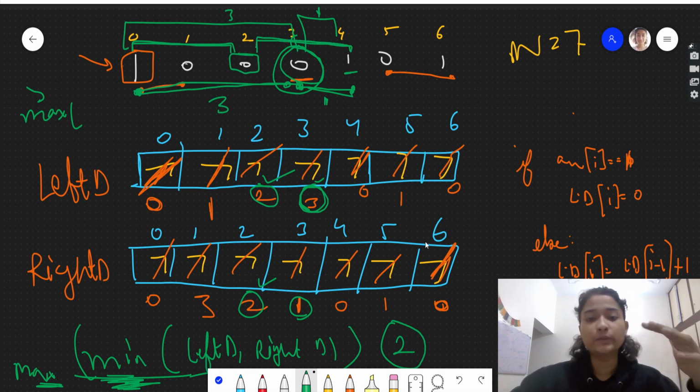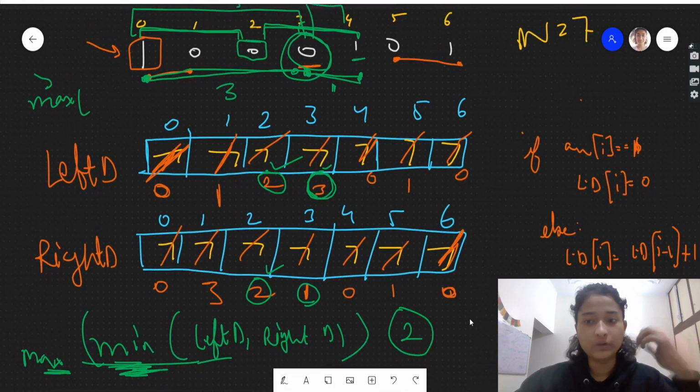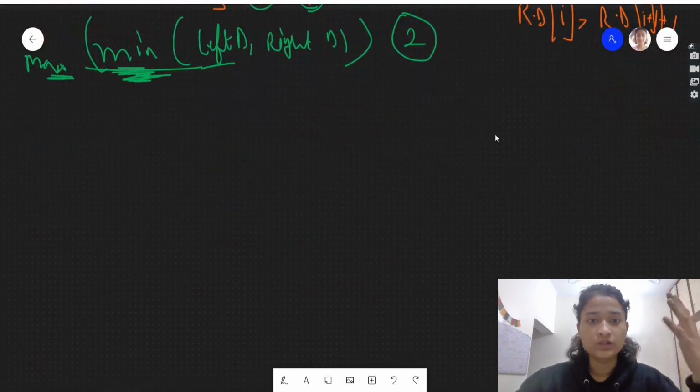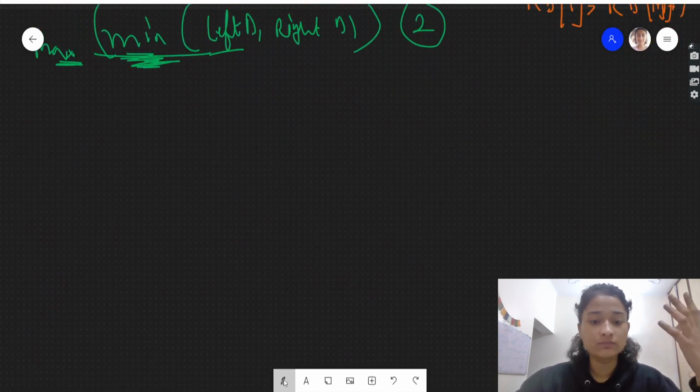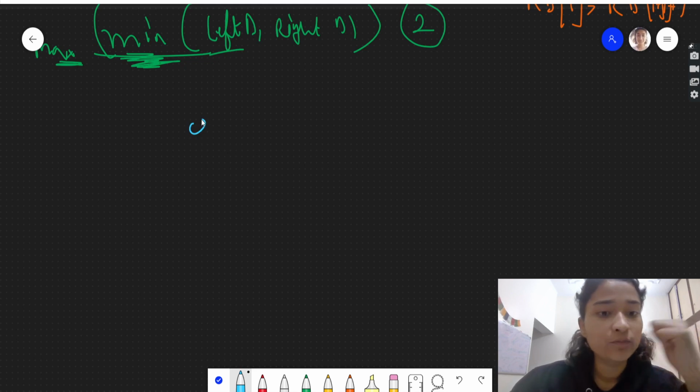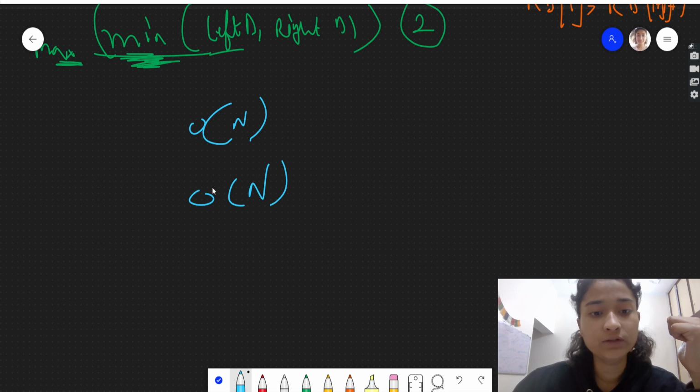So this was one approach. If you are not able to get it, don't worry. This is not an optimal approach. It was a brute force approach. Generally, when we see this problem, this approach comes into our mind. So time complexity for this is O of n, and space is also O of n because we are taking arrays.